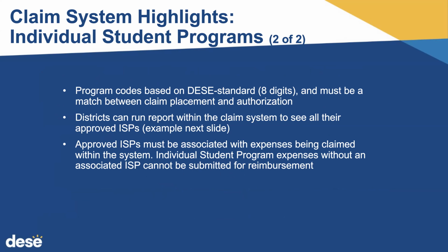Every district can also run a report in the claim system that shows you all of the authorizations that have come through for your system. So there's a list of all of the approved ISPs that are automatically uploaded into the online system, so you'll be able to track what has been approved there. And I'm going to show you an example of that on the next slide.